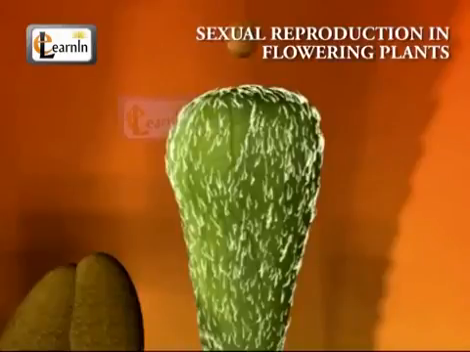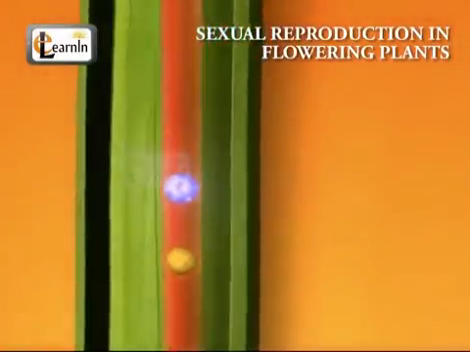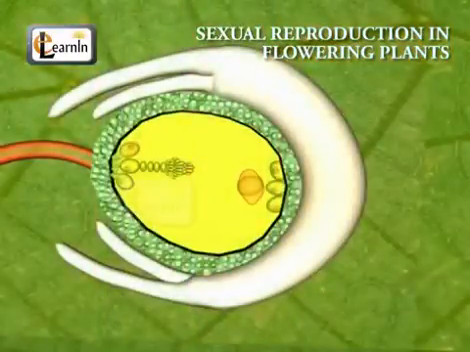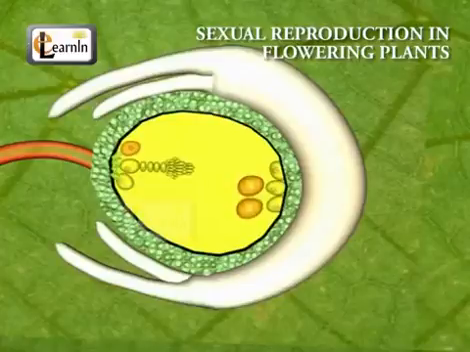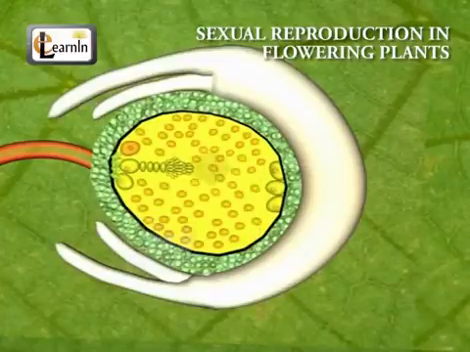After the pollen lands on suitable stigma, it has to reach the female germ cells, which are in the ovary. For this, a tube grows out of the pollen grain and travels through the style to reach the ovary. After fertilization, the zygote divides several times to form an embryo within the ovule.